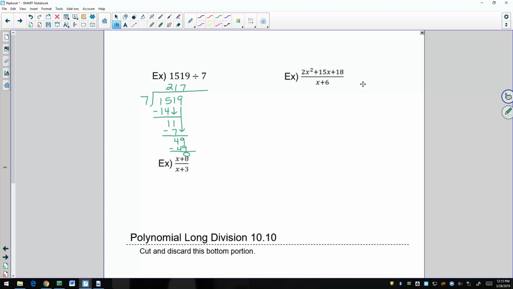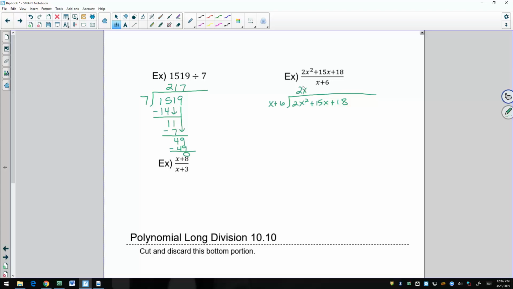Okay, so to do it with polynomials, this is where x's or whatever variable they choose to use for that particular question comes into play. So again, you're going to set it up the same way. Outside is x plus 6, and underneath is 2x squared plus 15x plus 18. I actually find this to be a little easier than long division with numbers. All you have to do to get your first number in your answer is ask yourself, what would I have to multiply x by to get 2x squared? Well, you would have to multiply it by not only 2, but 2x.